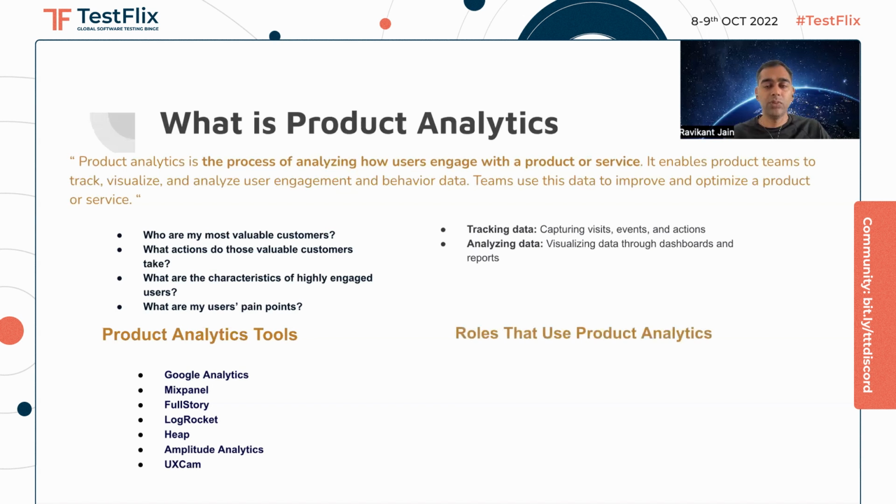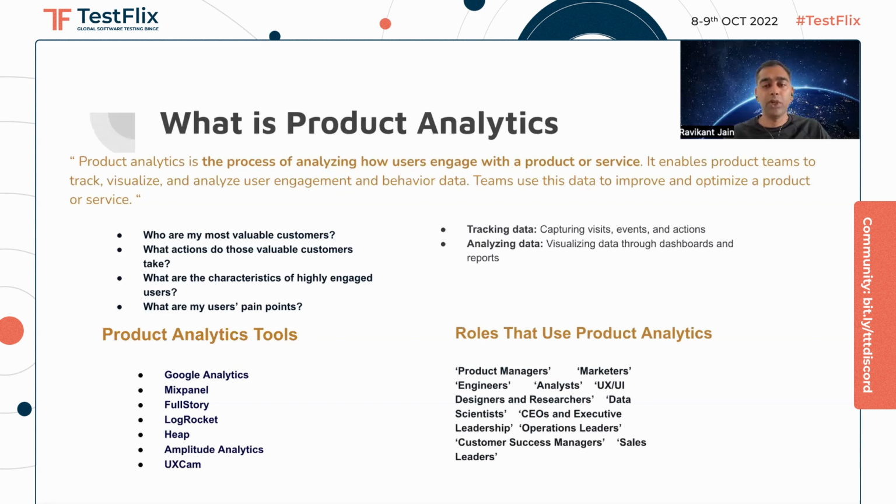What are the roles who use product analytics? They are product managers, marketers, UI UX designers. You must have heard about A/B testing, where two options are provided for a similar feature, and they see how users are engaging with which option, and then they continue with that option. Also, CEOs and sales enablement and sales leaders are using it. So these are different roles where product analytics is used. In summary, we can say product analytics is used to understand user behavior and user engagement patterns, and to use those details to improve the product or services.